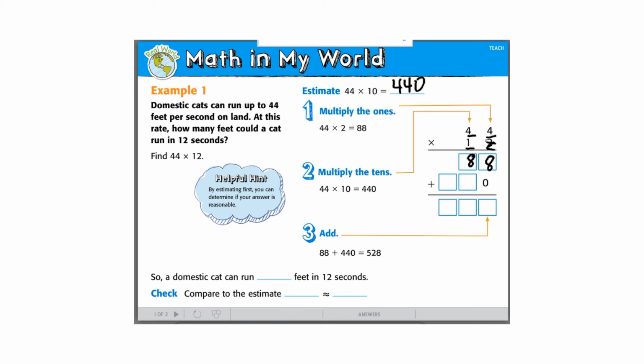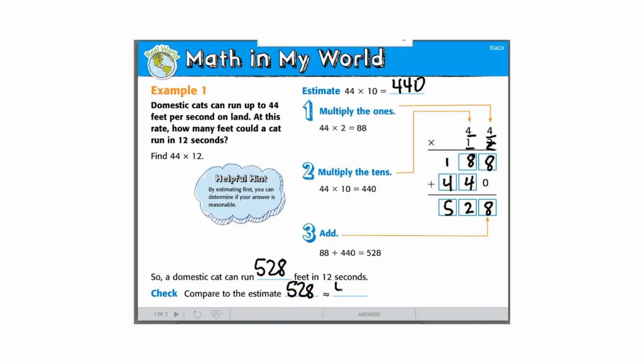1 times 4 is 4. 1 times 4 is 4. And lucky for us, they put the 0 in there for us, so we didn't have to remember to do that. On the rest of your problems, you won't see that. So 8 plus 0 is 8. 8 plus 4 is 12, so I had to carry the 1. And then 1 and 4 is 5. So my final answer is 528.